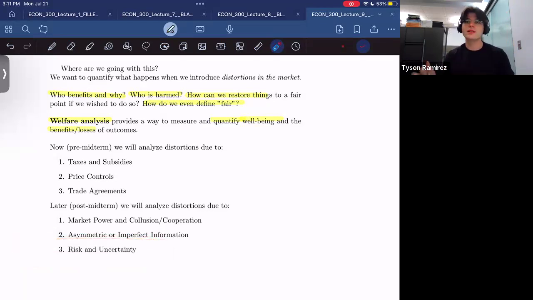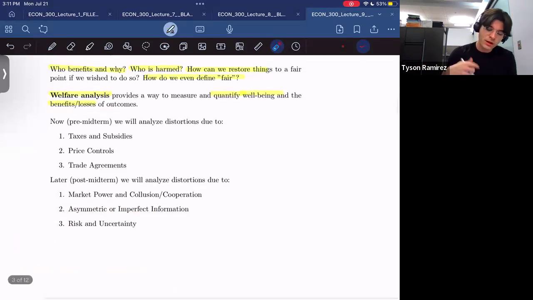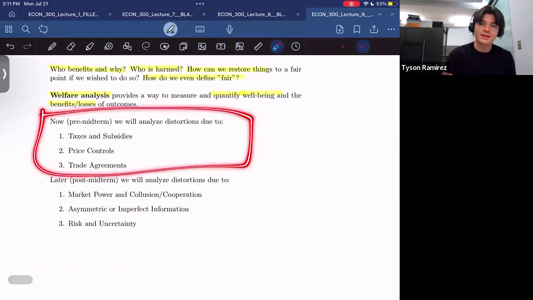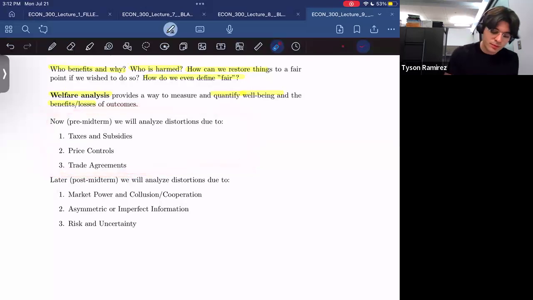All of these things take us away from the equilibrium and they'll put us somewhere else. And we call these distortions in the market. But for today, we're going to just look at the base cases. Things that we've been looking at since our principles of micro class. We're just going to look at them a little bit closer.